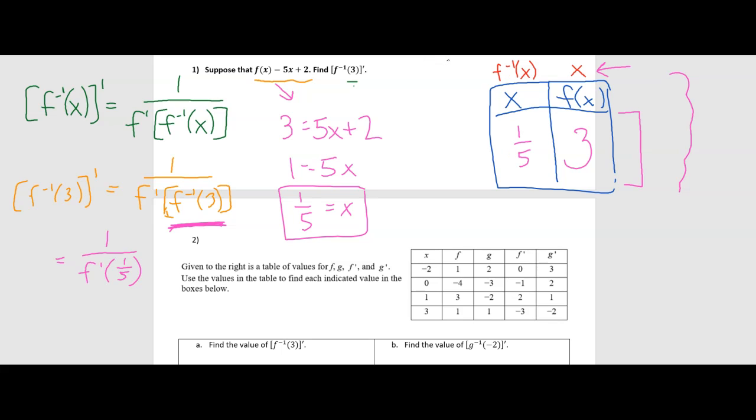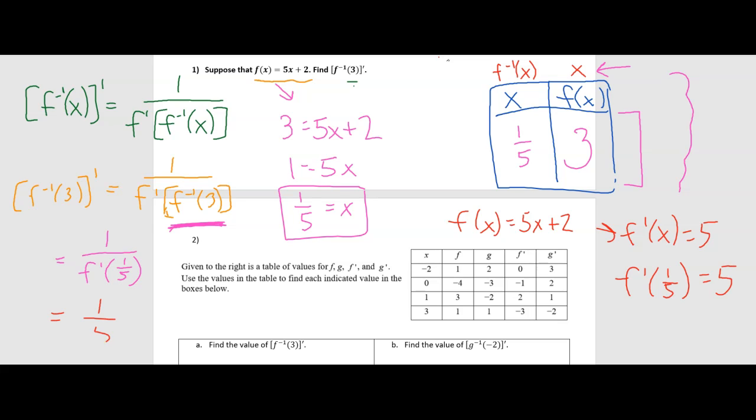It's a linear function, so f of x is equal to 5x plus 2, which means that f prime of x is equal to 5, which means that whatever my value is for x, my derivative is always going to be equal to 5. So f prime of 1/5 is still equal to 5. So I come over here, I get 1 over 5. So 1/5. That is the value of the derivative of f inverse evaluated at 3. That would be the correct way to say it.